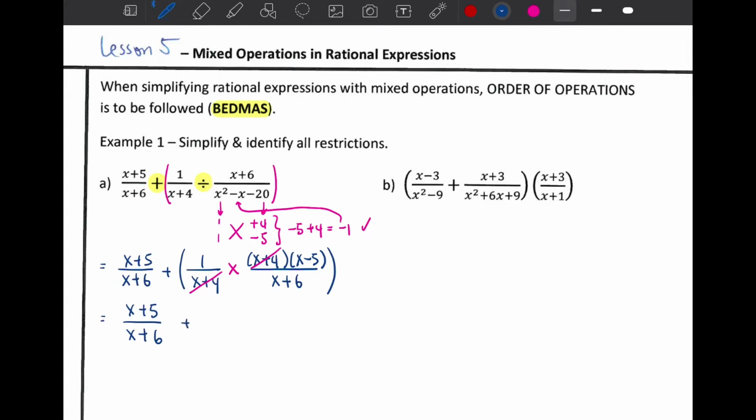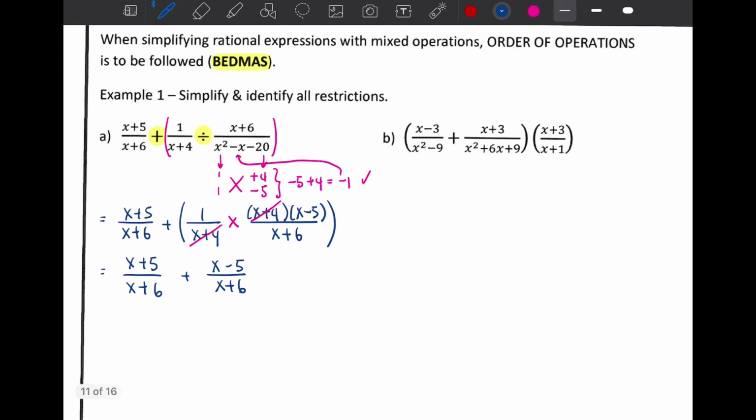And then plus x minus 5 all over x plus 6. And because now we have a common denominator, I can just combine the numerators together. We have x plus 5 plus x minus 5 all over x plus 6. These cancel each other out. We are left with 2x over x plus 6.